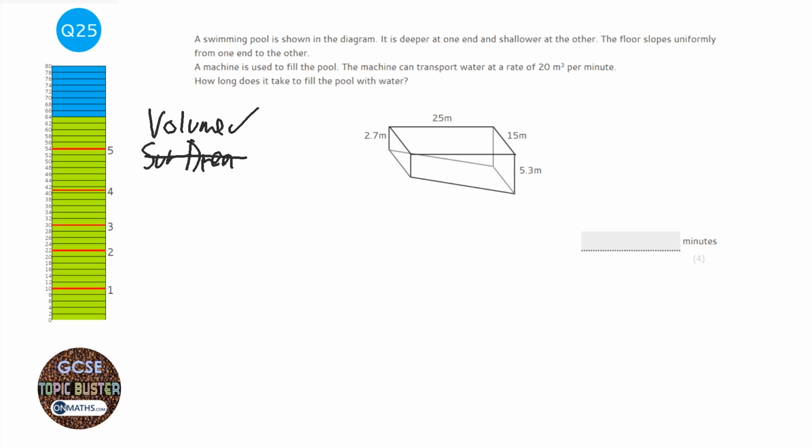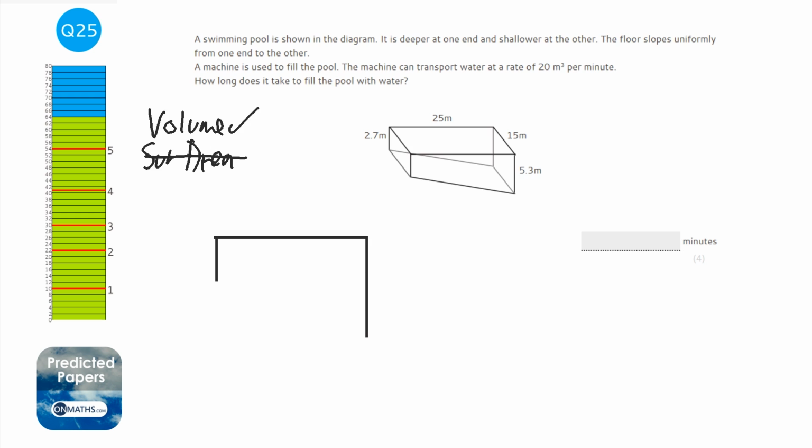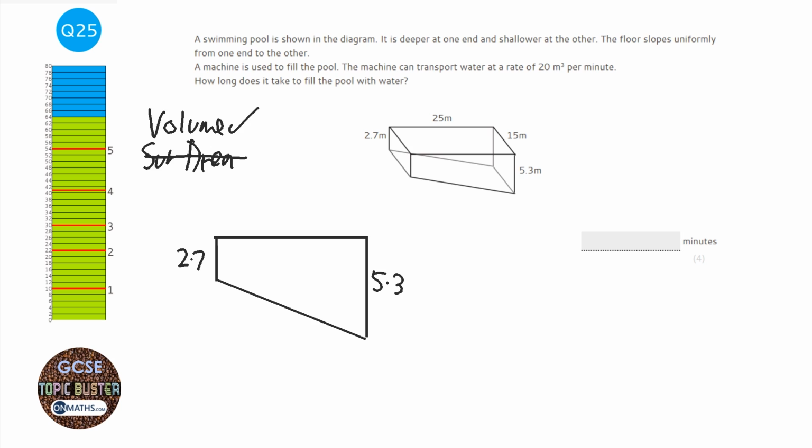Now, way of approaching this is figure out what the shape is. Well, the shape is a trapezium-based prism. So we've got to first of all work out what the area of the trapezium is. So I'm going to draw the trapezium out first. And that height is going to be 2.7, that side 5.3, and 25 across. And I'll leave off meters because I know they're all in meters, but do check they are all in meters when you do this. So we've got to first of all work out the area.